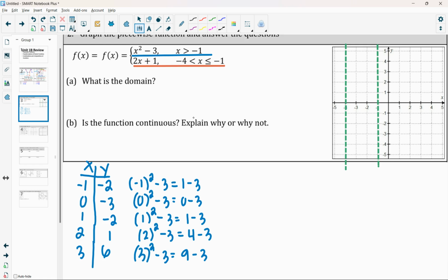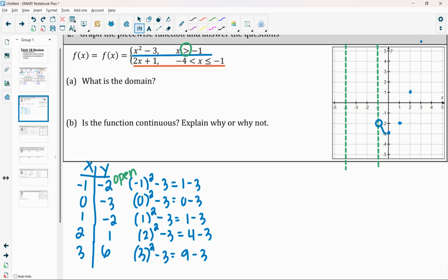So when we're looking at the boundary, we're looking at this. So this is just a greater than symbol. So this is an open circle when we plot this point. So at -1, our y value was -2. So we're going to go to -1, -2 and plot that point with an open circle. And then we'll graph the rest of these. So at 0, it was at -3. At 1, it was at -2. At 2, we were at 1. And at 3, we were at 6. So just off of the graph here.